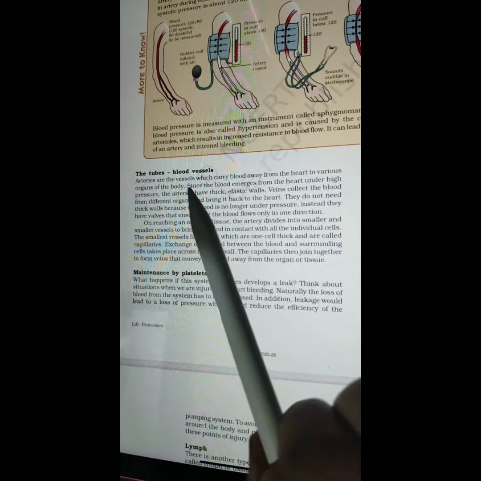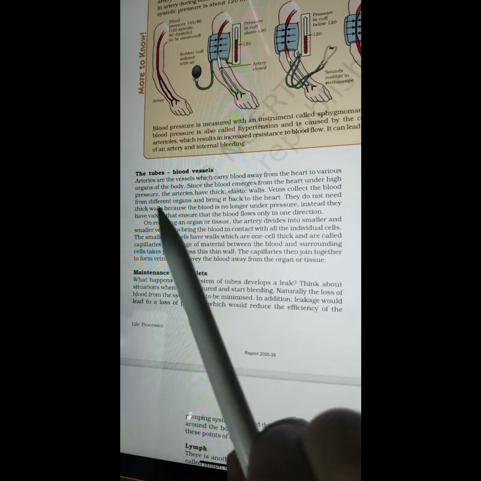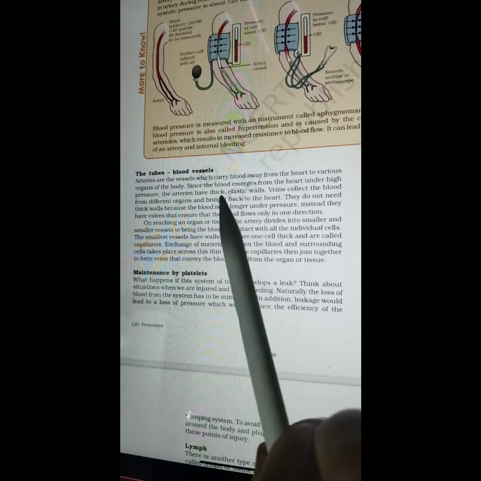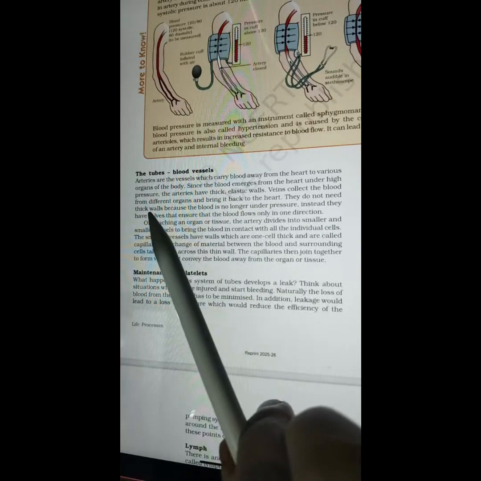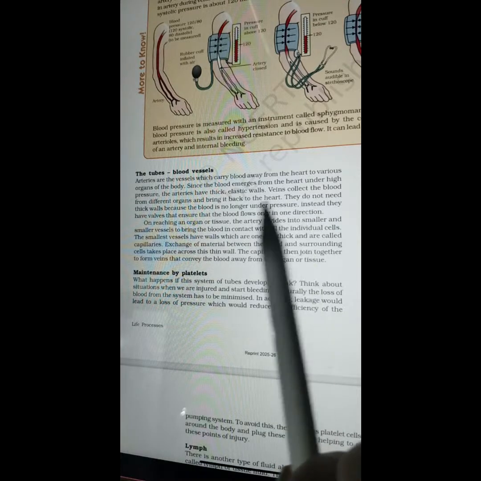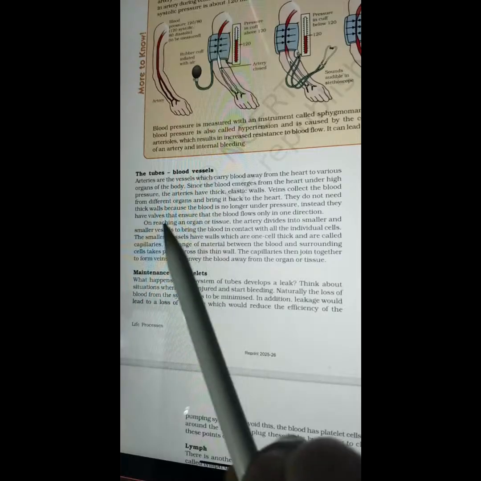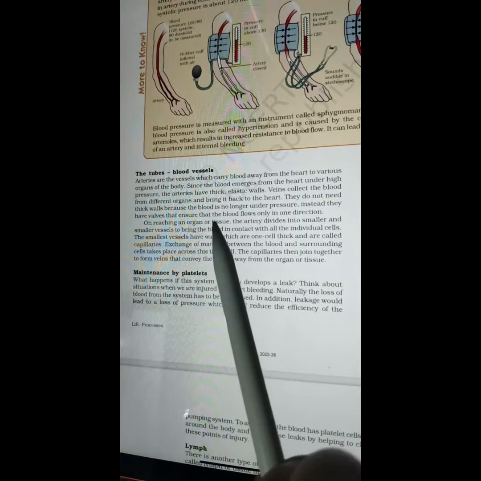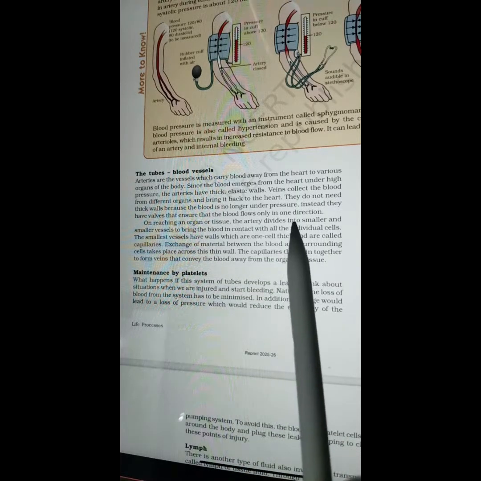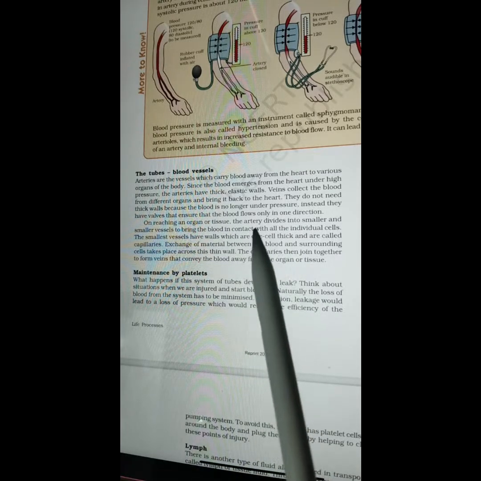The tubes, blood vessels. Arteries are the blood vessels which carry blood away from your heart to various organs of the body. Since the blood emerges from the heart under high pressure, the arteries have thick elastic walls. Veins collect the blood from different organs and bring it back to the heart. They do not need thick walls because the blood is no longer under pressure. Instead, they have valves that ensure that blood flows only in one direction.